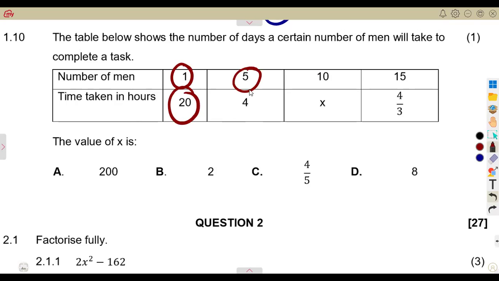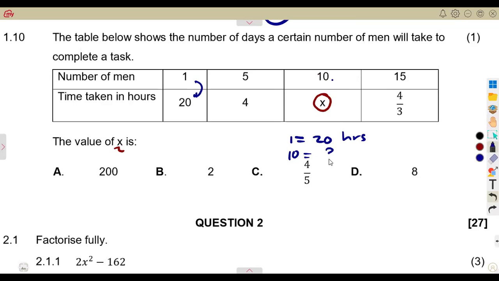There are 5, the time becomes less. So on your proportion, you must consider that. You're asked to calculate or to find the value of X here. You can use a proportion, guys, anything. When it is 1, it corresponds to what? When it is 1, it corresponds to 20. This is what you're given. When it is 1, it takes 20 hours. If they are 10 men, how many hours are they going to take?